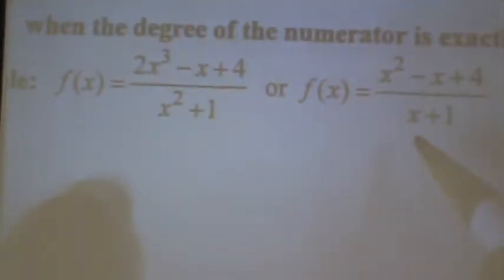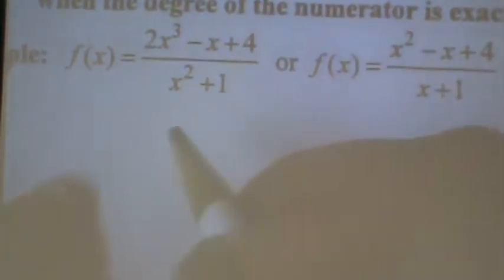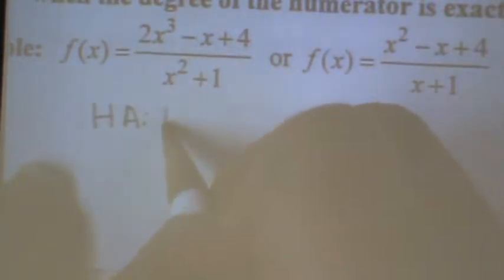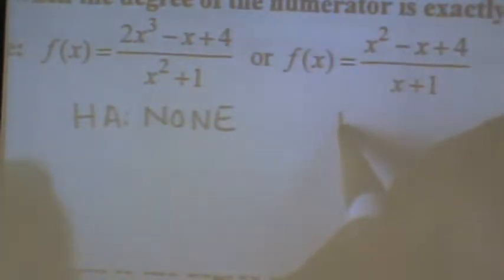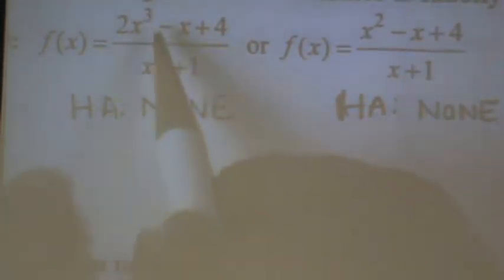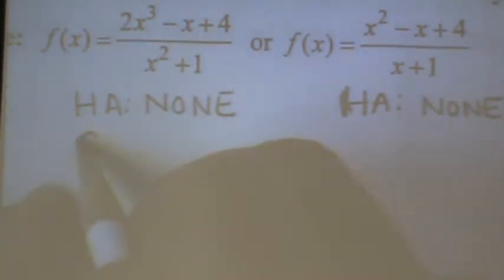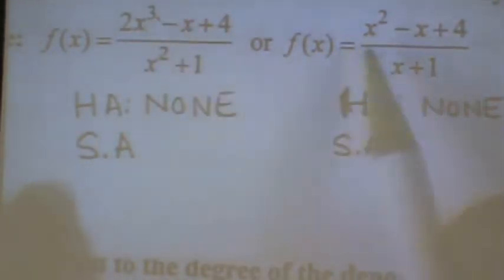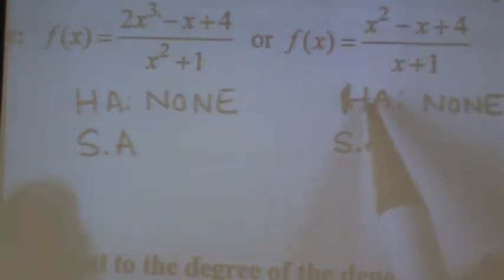So look at these two problems right here at the bottom of the first page. They're both top heavy. So the horizontal asymptote (HA) is none. You're going to write none. But what do they have? These both have a slant asymptote. How do I know? Because they're top heavy by exactly 1 degree. Now you have to find the slant asymptote.